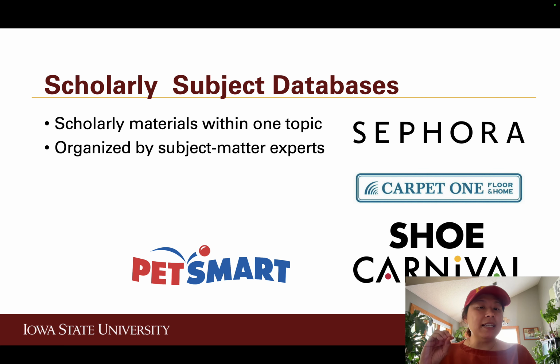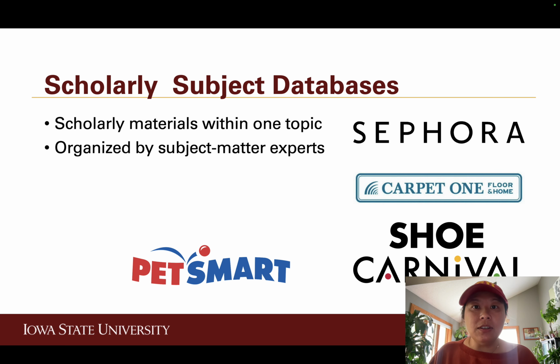It's organized by subject matter experts. Again, it's like going specifically to your PetSmart to get the right fish food, or going to Sephora to get the right eyeliner, right? Carpet One for your carpet, Shoe Carnival, you get the idea. Scholarly materials, this is what these databases do. You don't get any junk. It is all peer-reviewed and for the most part, good, okay? You're going to learn in Module 4 that not all scholarly materials are great scholarly materials, but that's why we're going to teach you how to evaluate them.